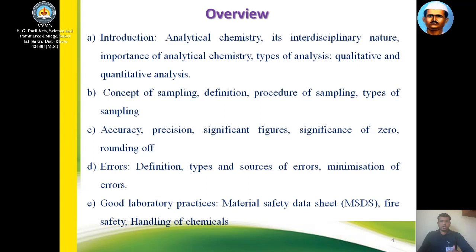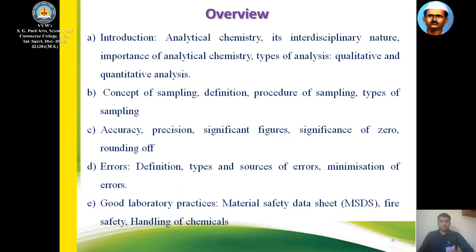After point C, there is a D point. Whatever we get in the form of data or measurement, whether that measurement is correct or not, or nearer to the correct value, or what type of error is present in that measurement, it should be identified, and that identified error should be minimized. So keeping this in mind: errors, their definition, types of error and sources of errors.